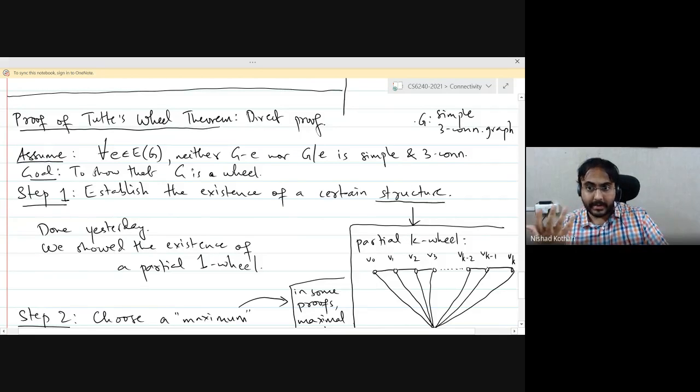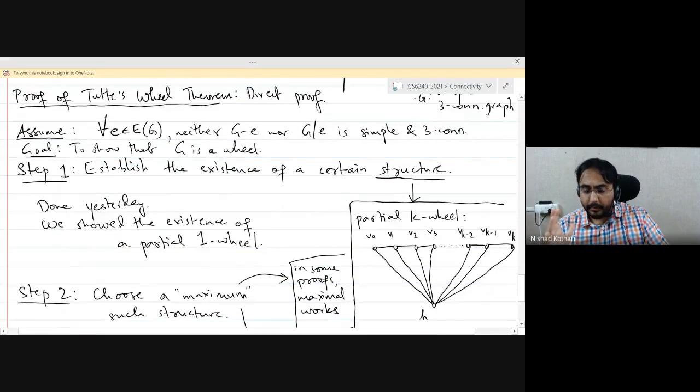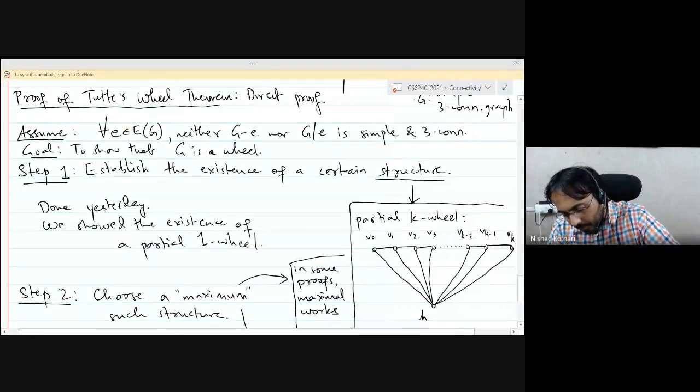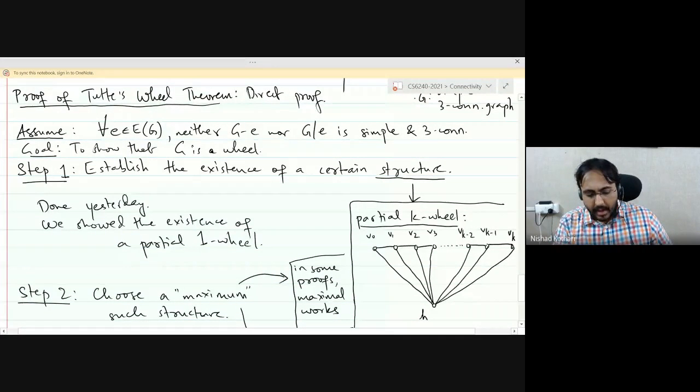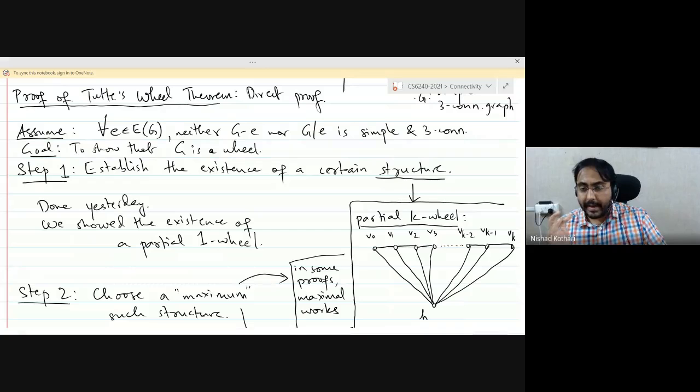And the question is, what is that structure? Well, that you need to decide. In our proof, the structure is what we call a partial K-wheel, which I defined yesterday. So let me remind you what a partial K-wheel is. And we established that our graph, under the assumptions we have made, has a partial one wheel.